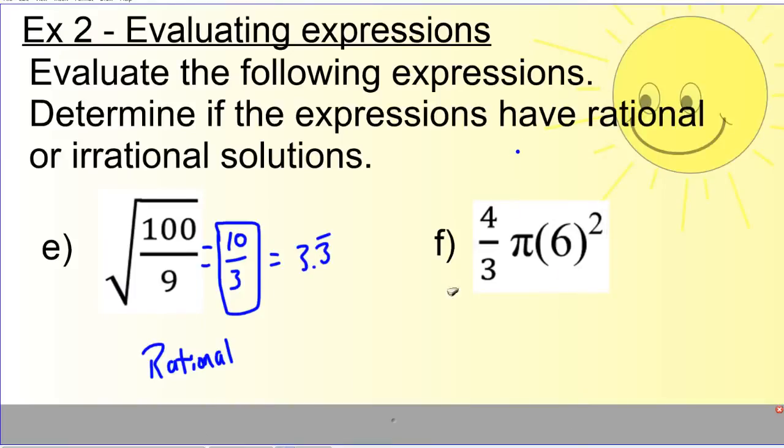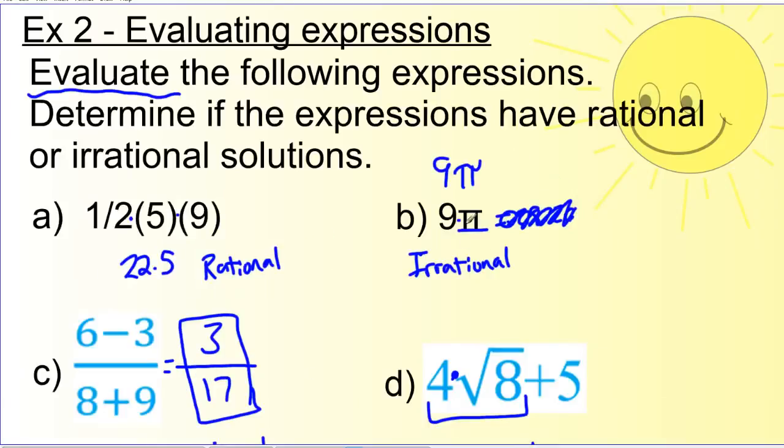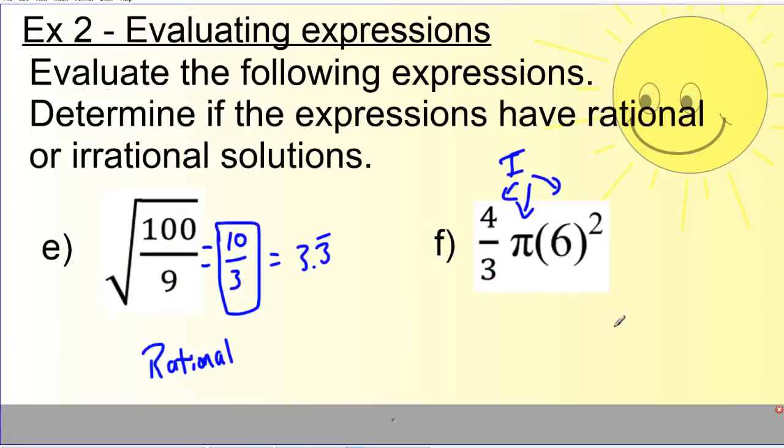Now, I'm going to take an educated guess here. I know pi is irrational. And I'm going to take this irrational number times 4 thirds times 6 squared. I think I'm still going to get an irrational number at the end. Because in the previous examples, when I took pi times something, I still ended up with an irrational number. I believe the same thing's going to happen again here.